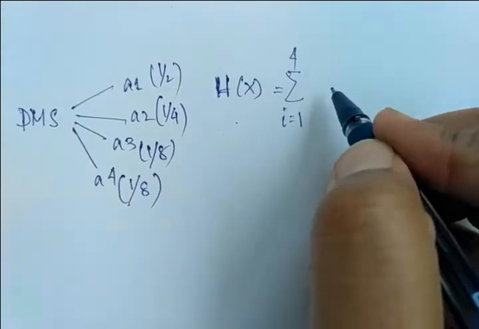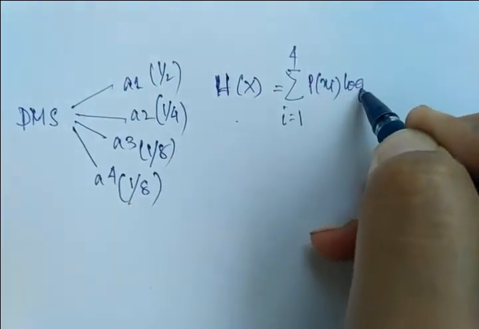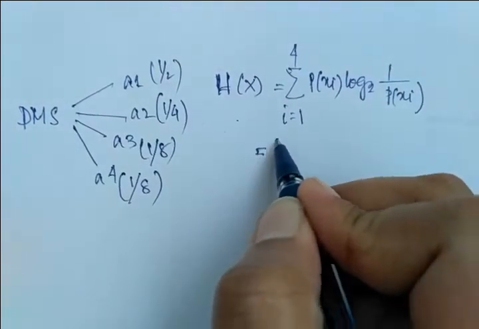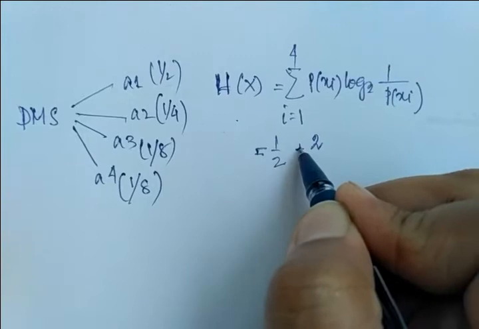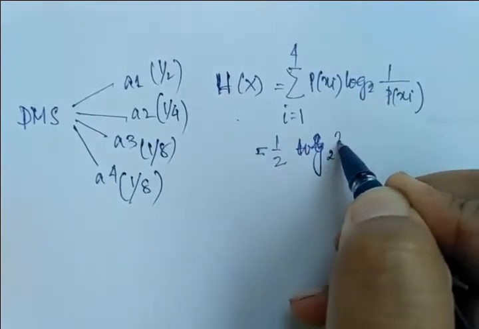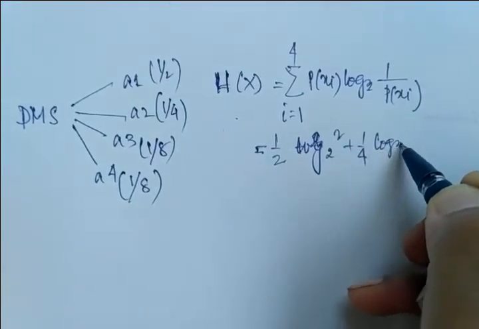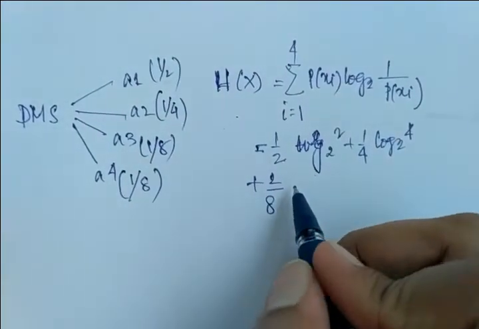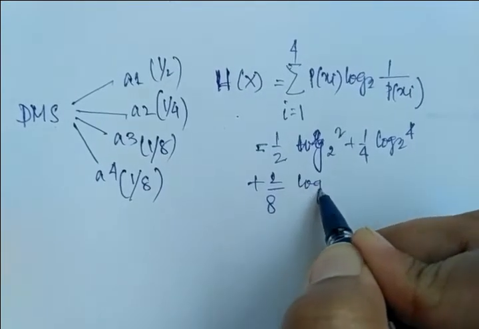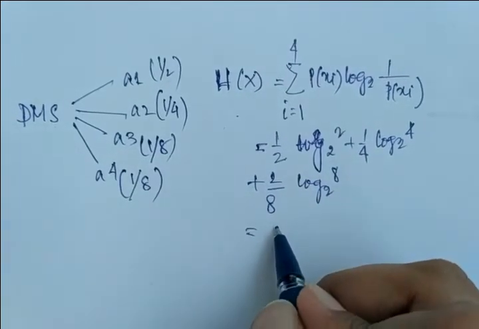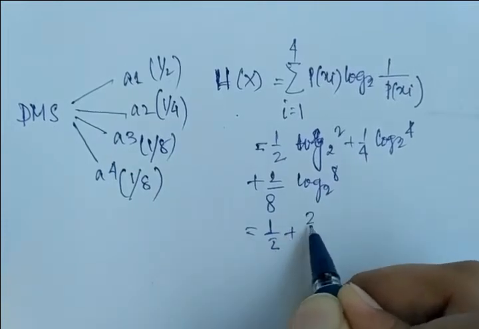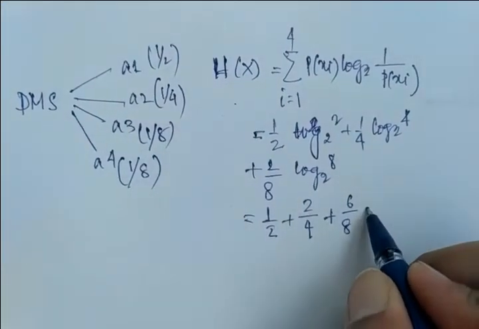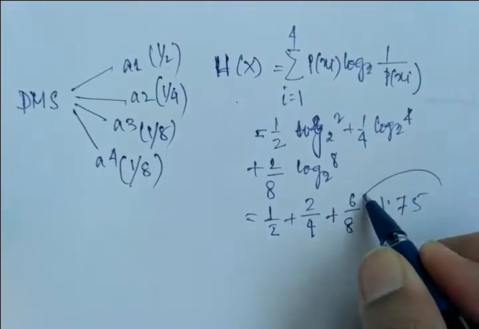H equals the sum over i equal to 1 to 4 of p of xi log base 2 of 1 by p of xi, right? So please put the values: half times log 2 of 2, plus 1 by 4 log 2 of 4, plus 2 by 8 log 2 of 8, because 1 by 8 occurs 2 times. That is half plus 2 by 4 plus 6 by 8, which is nothing but 1.75, right?